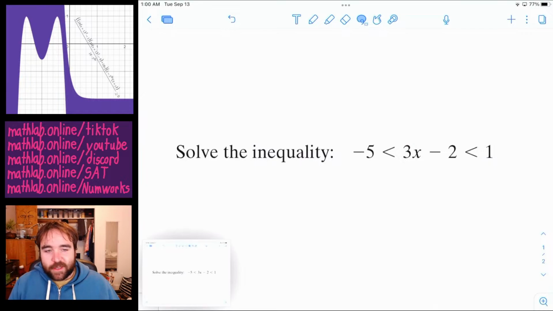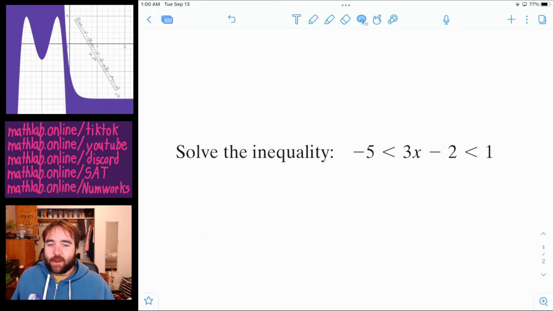So now we're solving this inequality. And I just love writing inequalities like this, because I think it really shows what's actually happening. That the 3x minus 2 is between the negative 5 and the 1. And honestly, you solve it no differently. The only difference is there's 3 sides of the equation now.